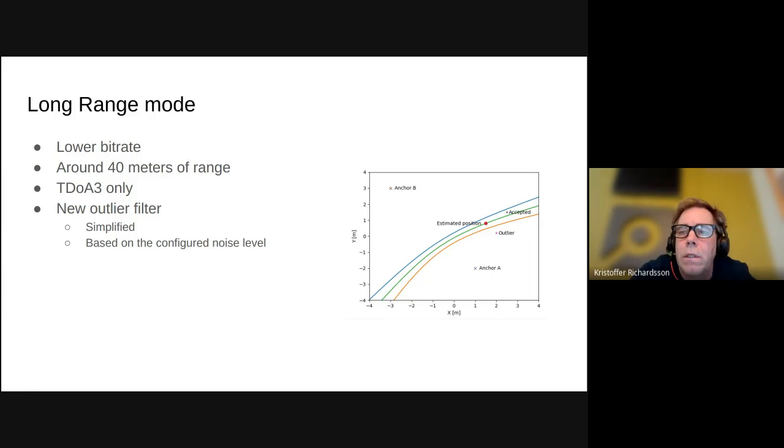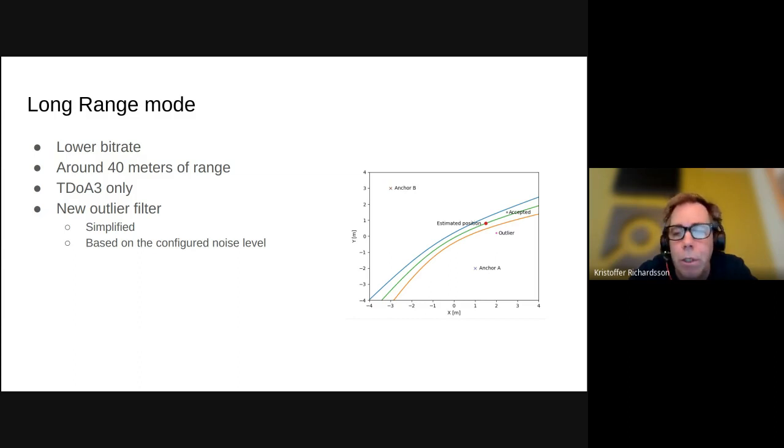So we did this experiment at the end of last year when we set up a really big system, and we quickly realized that the outlier filter was a problem. But it has been rewritten now, and it's a simplified version where it's also based on the noise level that is configured in the system. There is a setting where you can tell the system what the standard deviation of your ultra wideband data is, the measurements. So it tells the system how noisy the setup is pretty much.